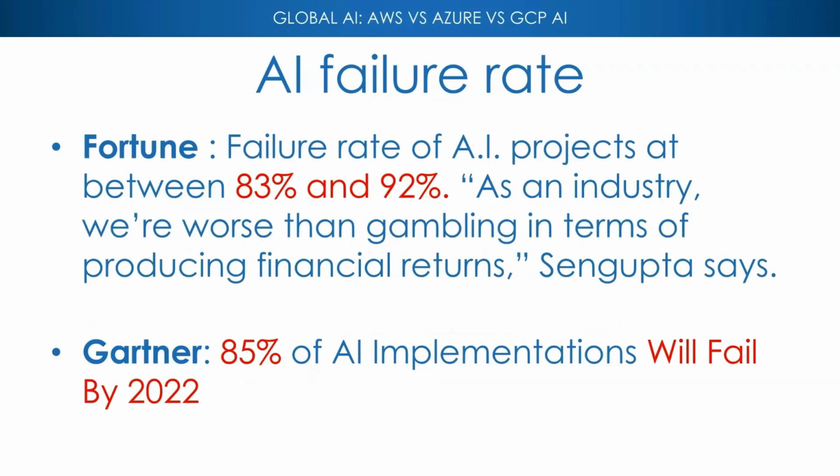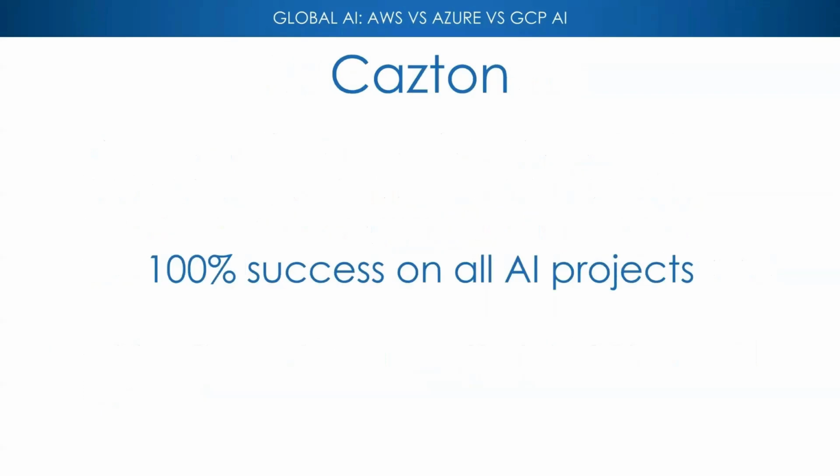Now, this slide breaks my heart. This is 2022, by the way, and Fortune says that we have a failure rate of AI projects somewhere between 83 to 90%. And in that article, we had this quote, and partially I'm going to quote it for you: "As an industry, we're worse than gambling." Wow. And of course, Gartner says 85% of AI implementations will fail by 2022. When Fortune and Gartner are saying this, it is definitely legit and definitely something to be concerned about. We were not very surprised that there is a failure rate. However, that it is that high was even surprising to us.